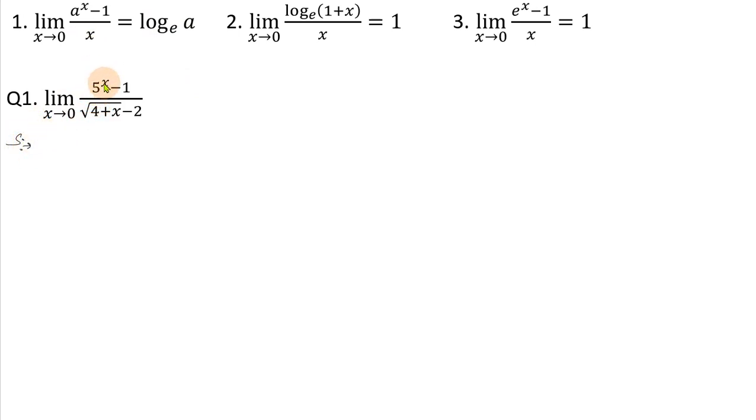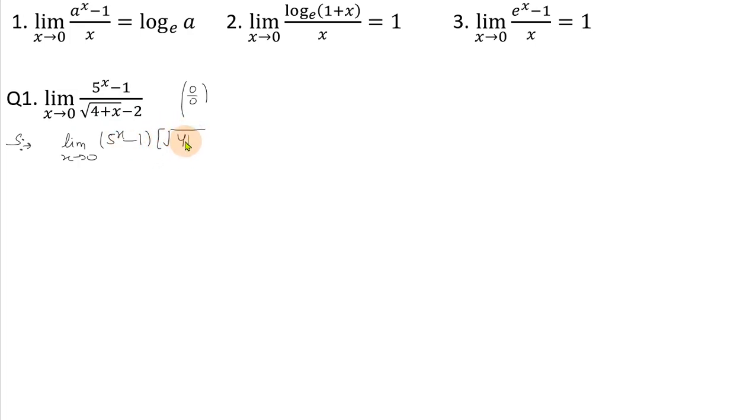Comparing the first question, 5 power x minus 1, with this first formula, we should have a power x minus 1 upon x. We should have x in the denominator, which is not there in this question. So let us simplify this. To make it in the standard form, that is 5 power x minus 1 whole upon x, I am going to rationalize the denominator first, because when you put x equal to 0 in numerator and denominator, this form reduces to 0 upon 0, indeterminate form. So denominator is also 0. So first of all, we rationalize the denominator.